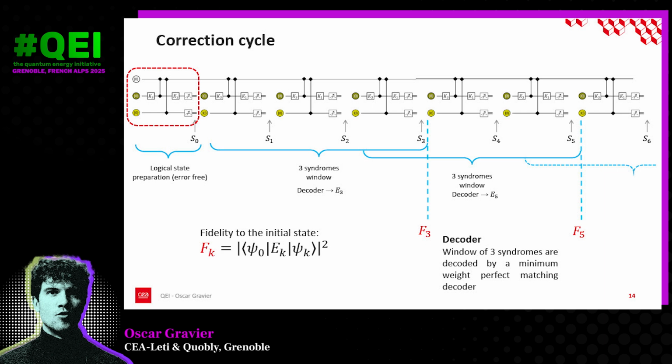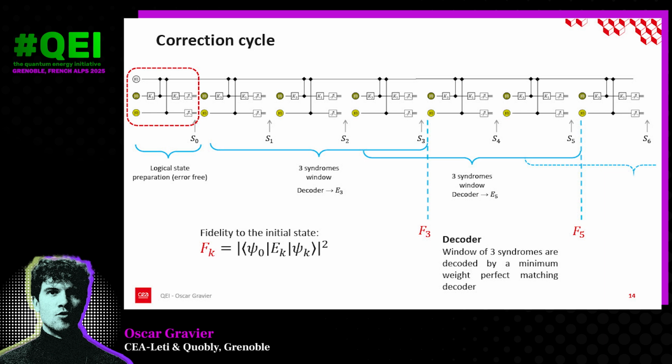Our syndrome extraction creates windows of syndrome. At the end of each window of syndrome, we will use minimum weight perfect matching to decode our windows and to obtain the correction to be applied.